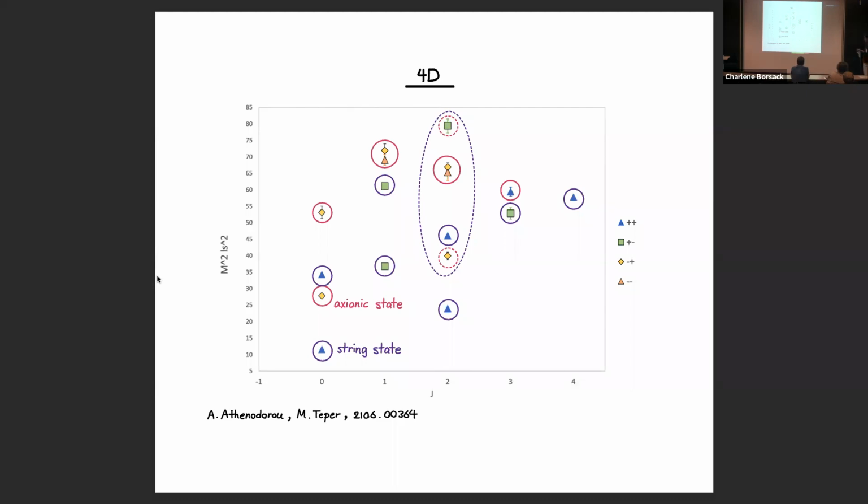However, for example, in spin 2, each of these could be either string states, let's say of some higher level, or axionic states. Also, we predicted more states here. So I guess having more lattice data and heavier states could help us to evaluate these predictions better.